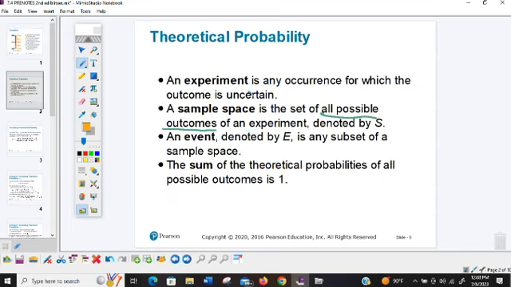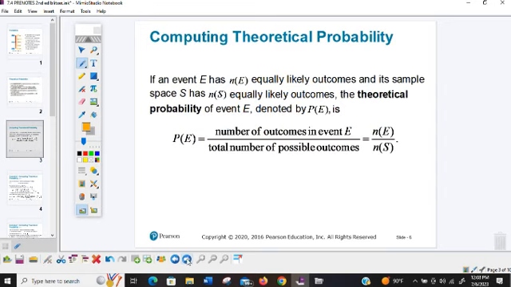An experiment is what we're going to be talking about. So you'll see the E used for event or your experiment. Sample space is all possible outcomes, and we denote this as S when we use the notation. The sum of all possible outcomes is 1. In other words, if you add up the probability of everything that can happen, it will equal 1.